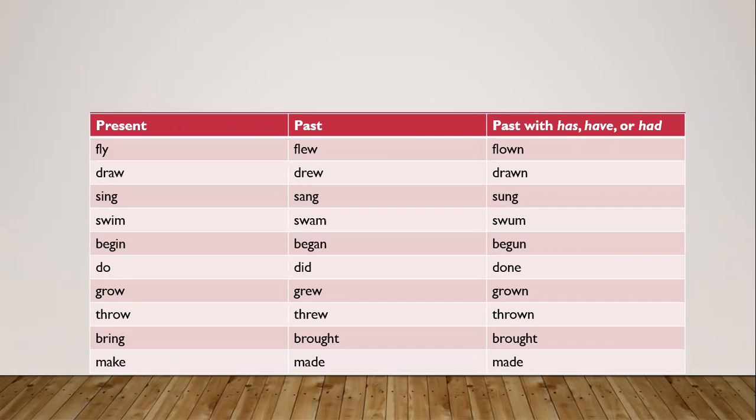So here we have more irregular verbs: the present tense, the past tense, and the past with has, have, had. In that past with has, have, or had is the past participle of a verb, okay? So, for example, we have as a present fly, as past flew, and then if the sentence has before the verb has, have, or had, we use this part of the verb, in this case, flown.